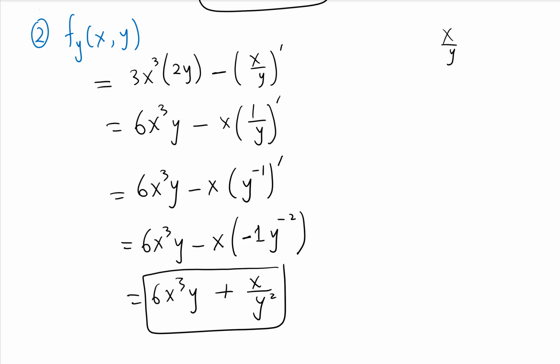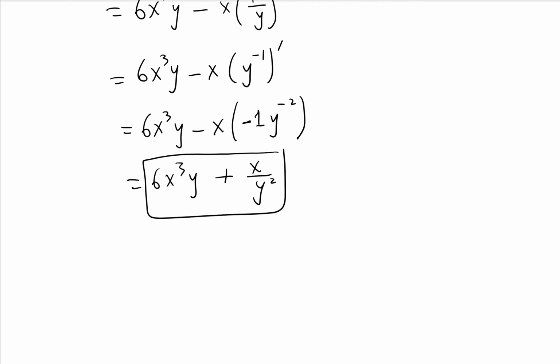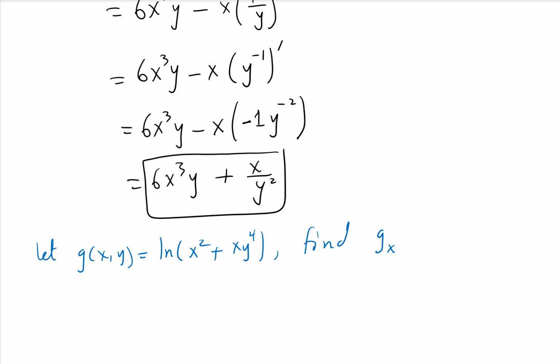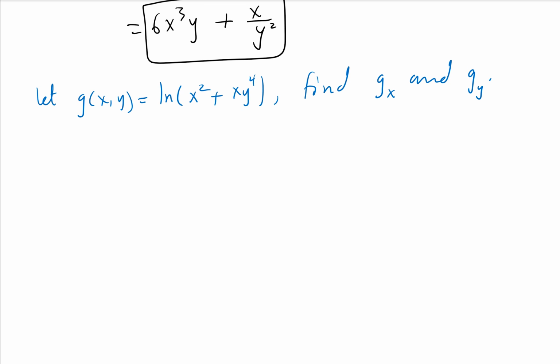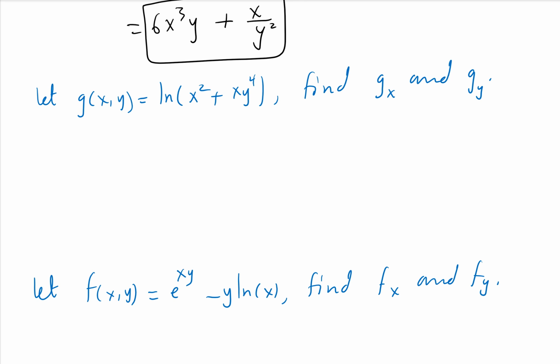Okay, let's move on. A different example. Let g(x,y) equal natural log of x squared plus xy to the fourth. We would like to find g_x and g_y. So partial derivative with respect to x, partial derivative with respect to y. Another example I'm gonna write now. f(x,y) equals e to the xy minus y natural log of x. Again, find f_x and f_y.